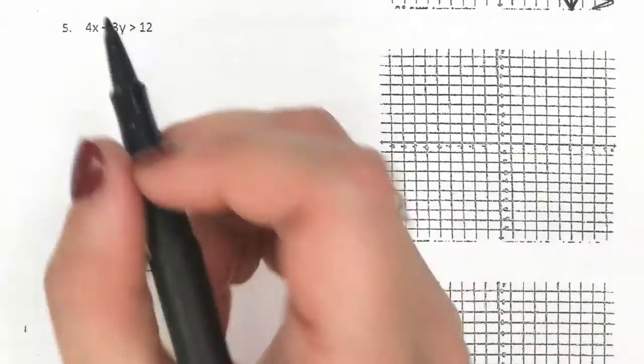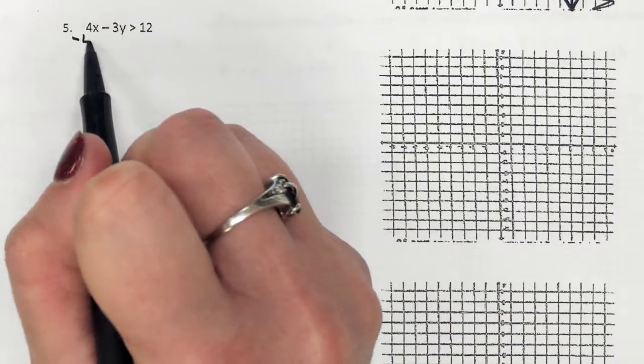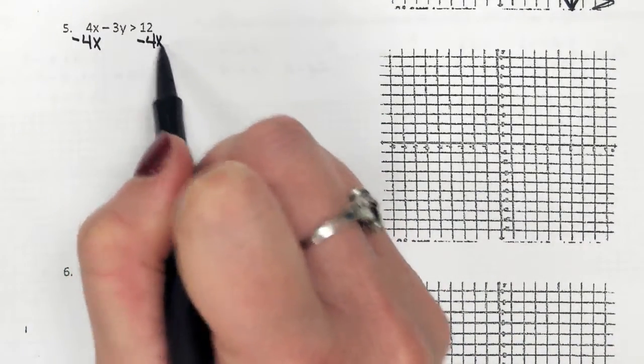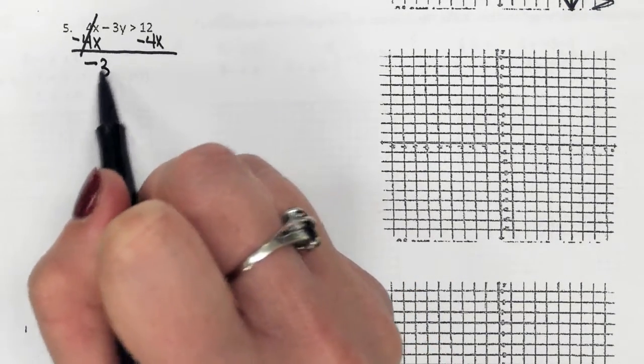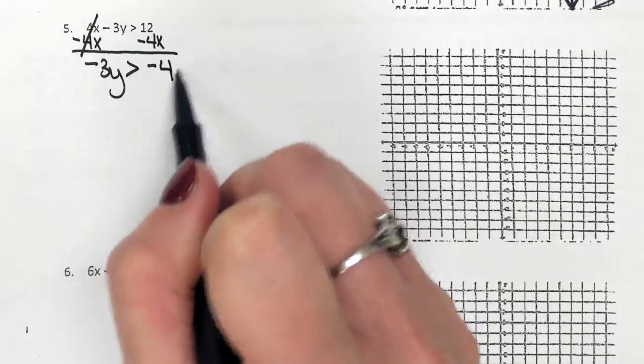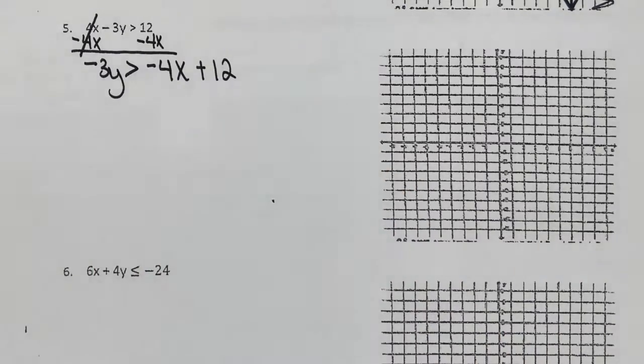All right, 2 more. What about number 5? What's wrong with that guy? There you go. So we're going to subtract 4x. And we get negative 3y is greater than negative 4x plus 12.